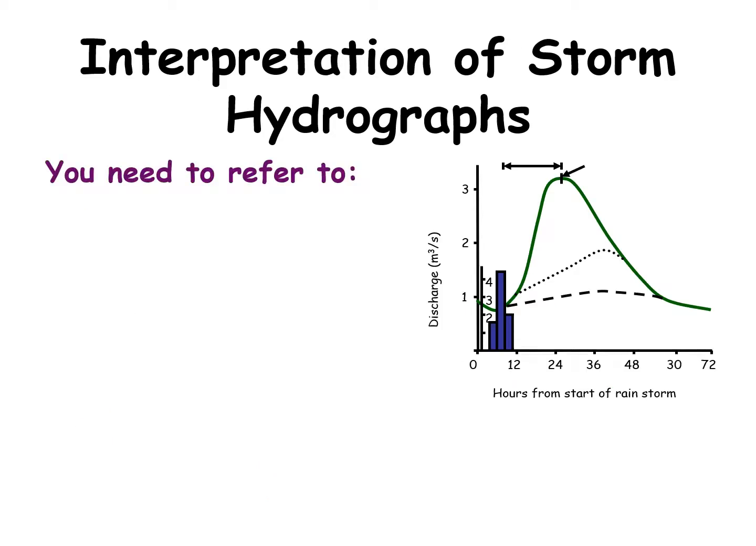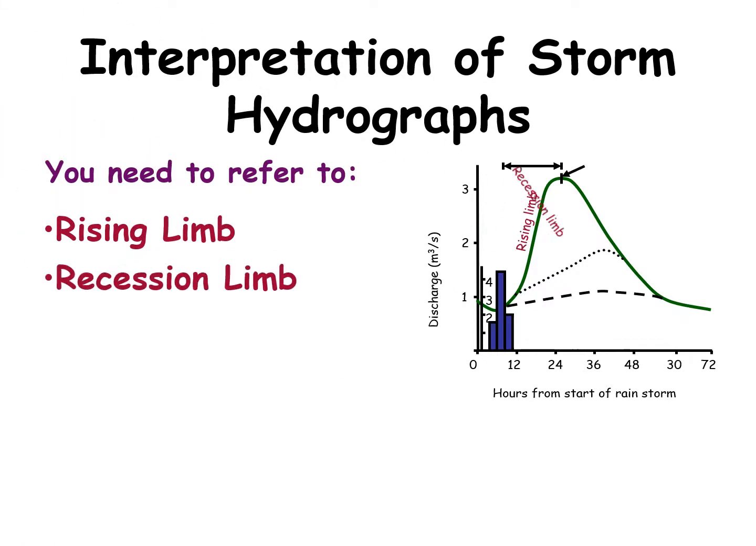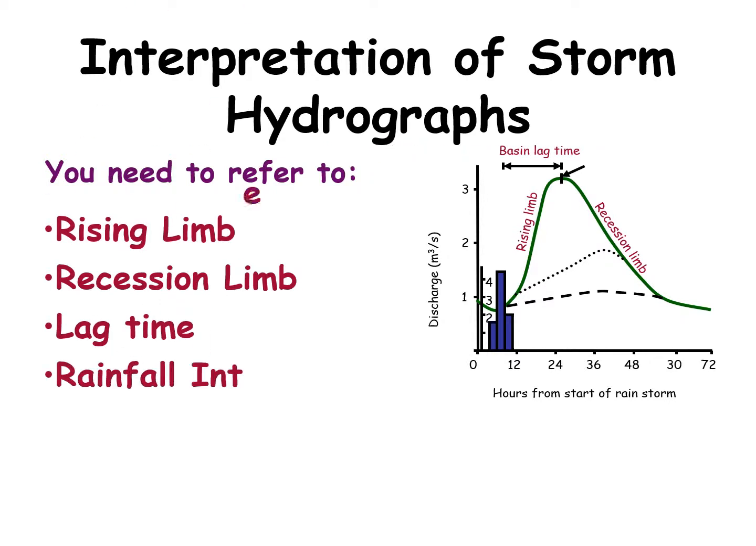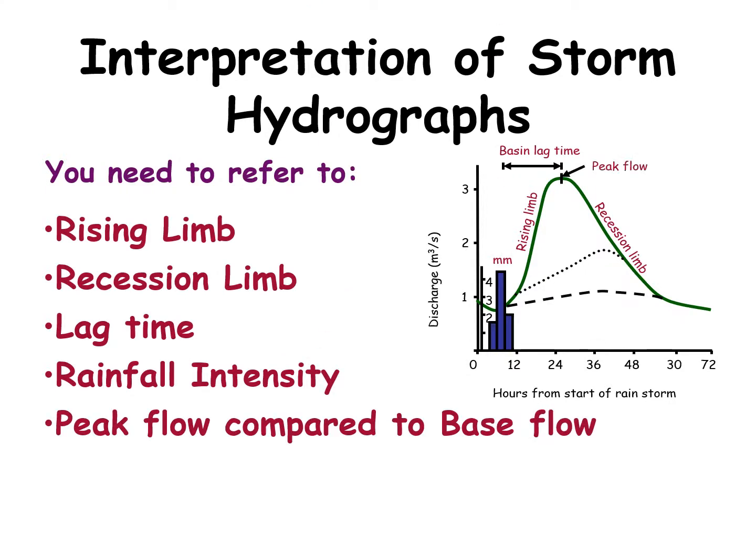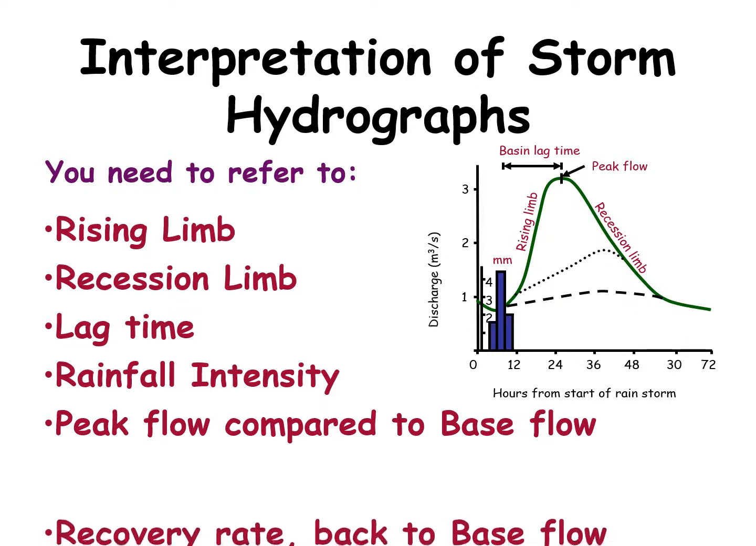So for interpretation of storm hydrographs, you need to refer to the rising limb, recession limb, lag time, rainfall intensity, and peak flow compared to base flow, and the final recovery rate back to base flow.